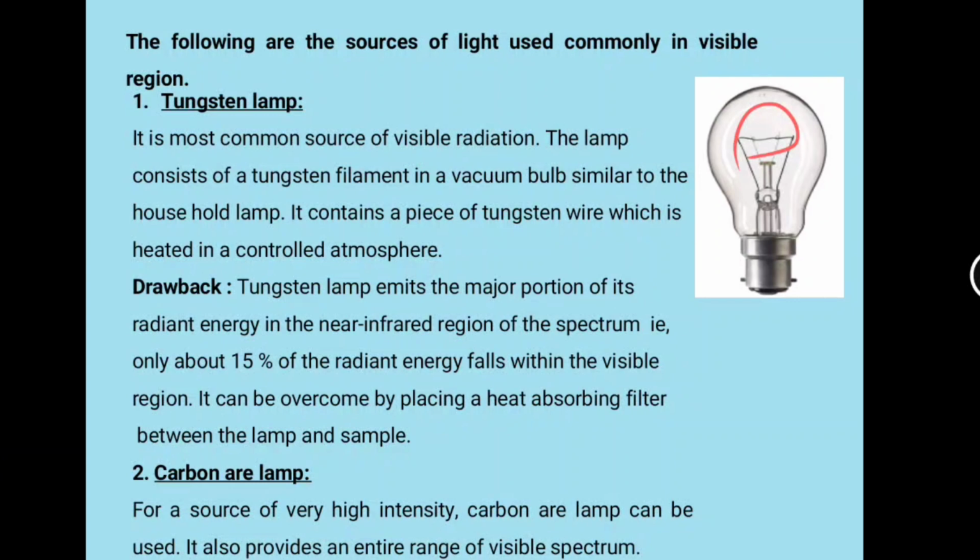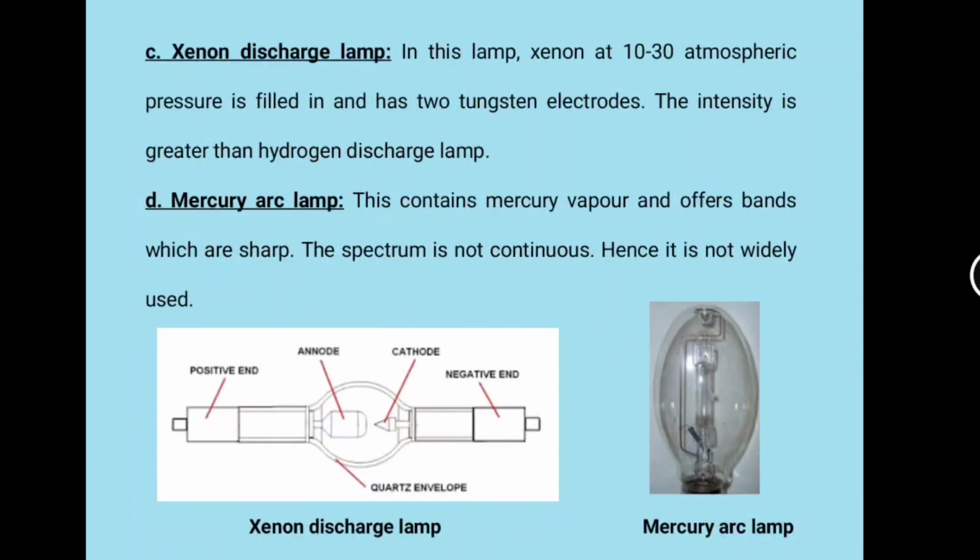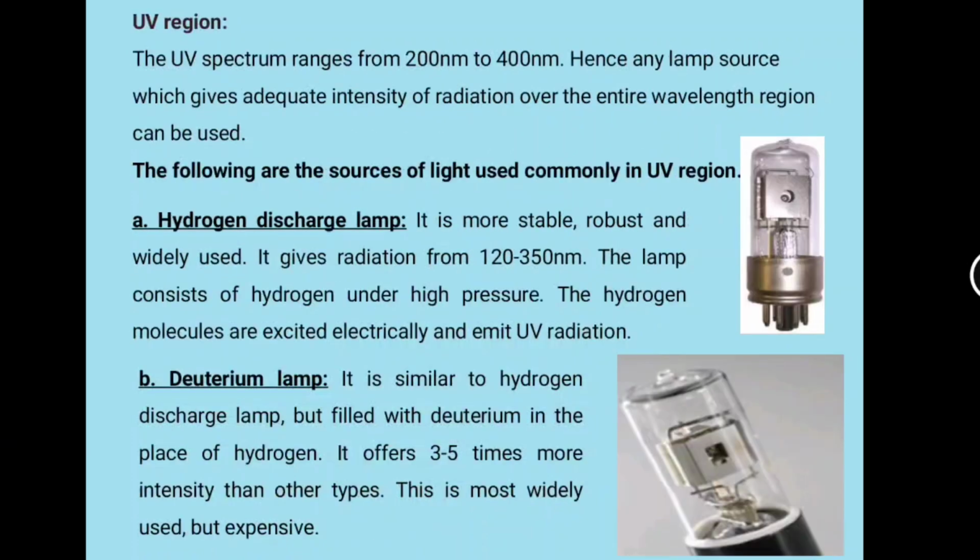Carbon arc lamp. For a source of very high intensity, a carbon arc lamp can be used. It also provides an entire range of the visible spectrum. UV region. In the UV region, the sources of light used are hydrogen discharge lamp, deuterium lamp, xenon discharge lamp, and mercury arc lamp. The UV spectrum ranges from 200 to 400 nanometers. Hence, any lamp source which gives adequate intensity of radiation over the entire wavelength region can be used.